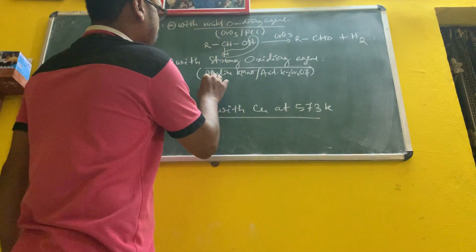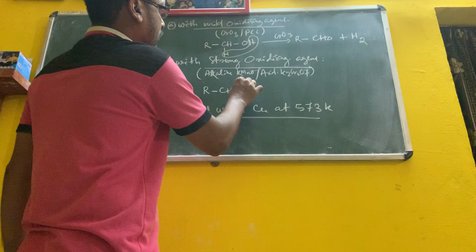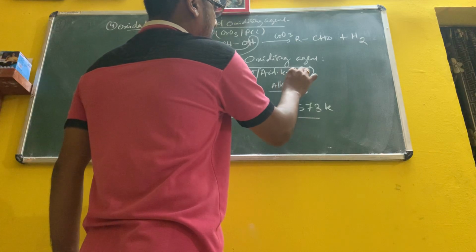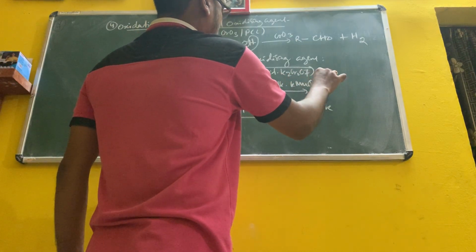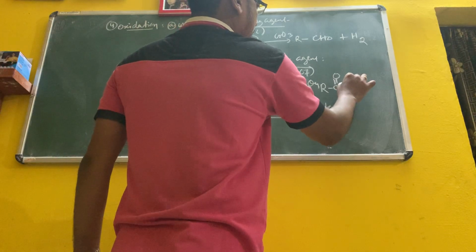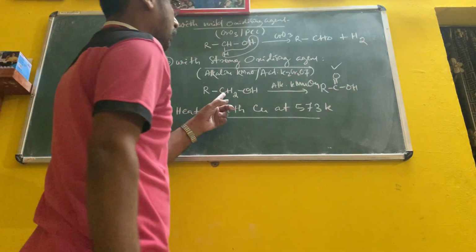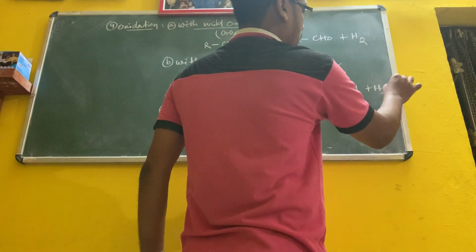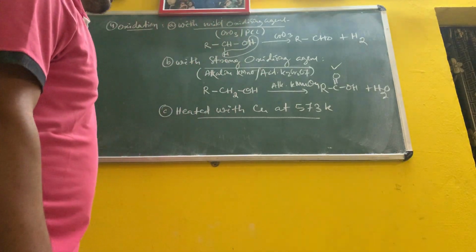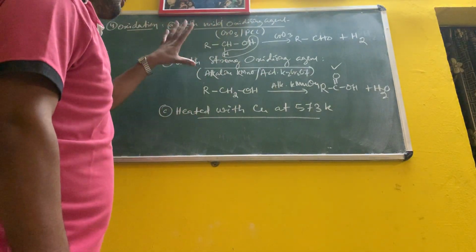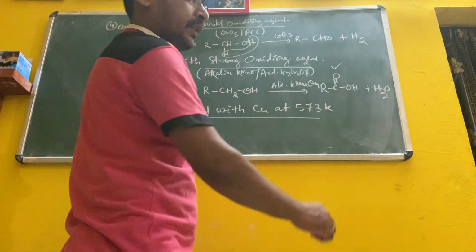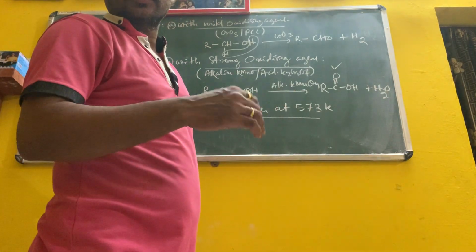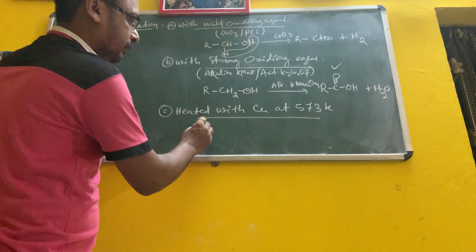Similarly, strong oxidizing agent, that is your acidified or alkaline KMnO4. It will form directly carboxylic acid, addition of extra oxygen here, and another H will be replaced, forming H2O. So this is the difference. Mild and strong. Then heated with copper at 573 Kelvin. It again has three types: primary, secondary, and tertiary. We will discuss one by one. So first, primary.